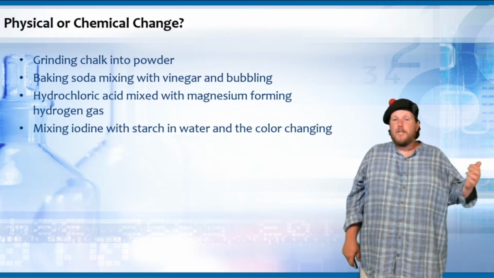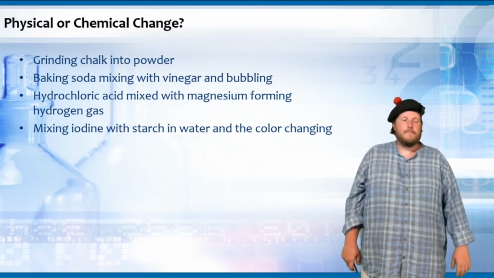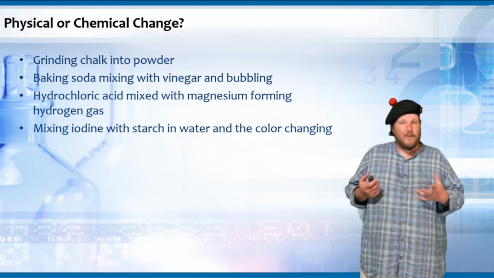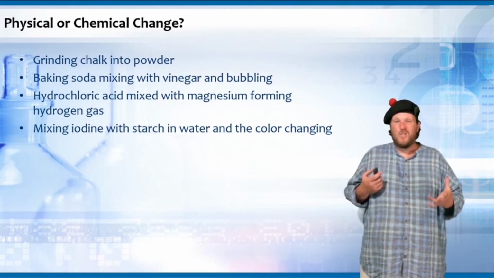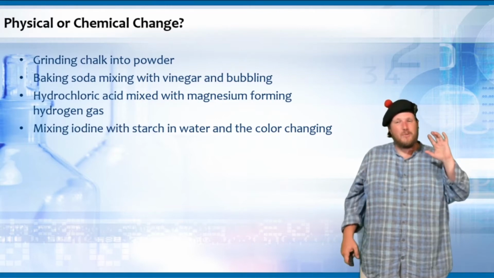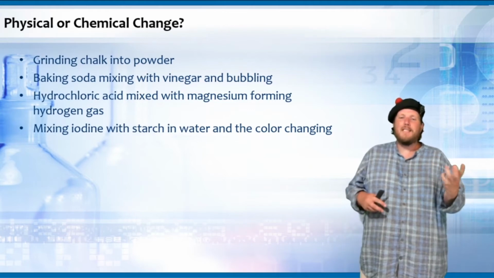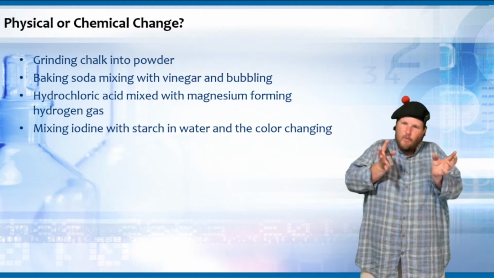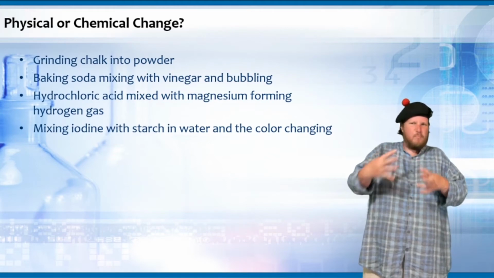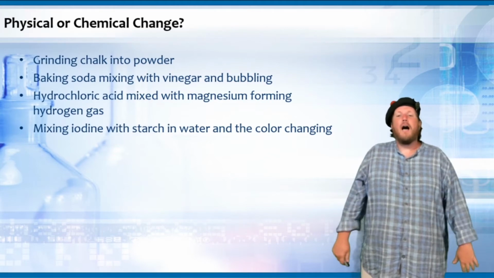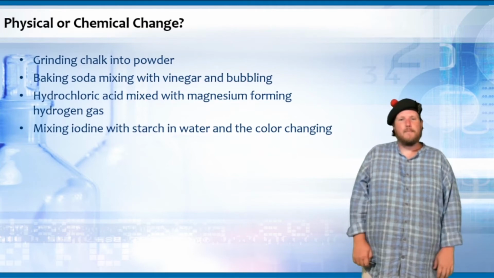Mixing iodine with starch in water and the color changing. So believe it or not, color changing can be physical or chemical. But I'm going to tell you this one is a chemical change. It's a chemical change because what happens is the iodine reacts with a starch molecule and forms a weird complex that turns purple. It's such a cool reaction. Hopefully we'll get to see that later in the year.